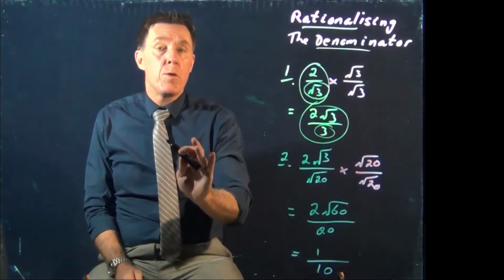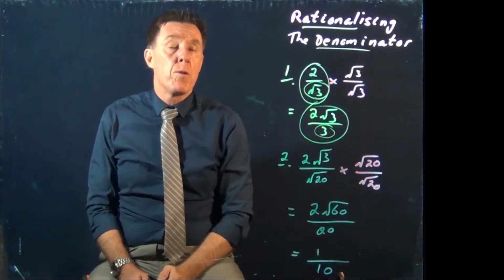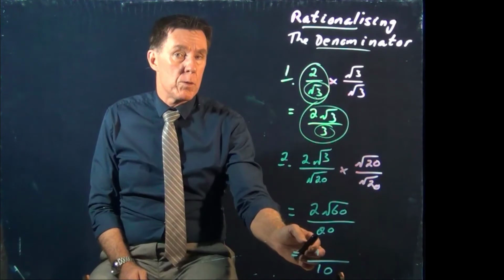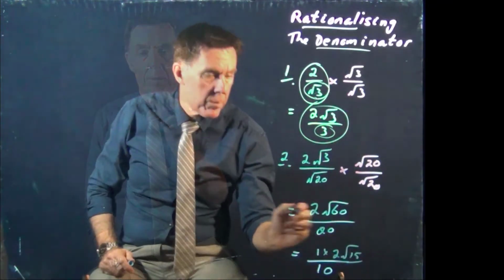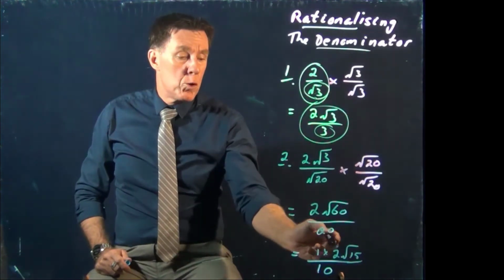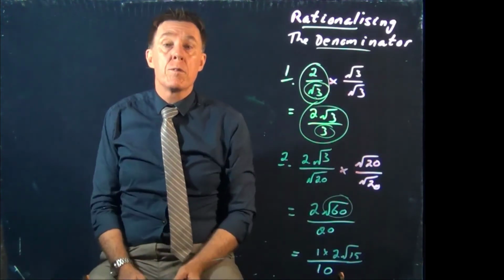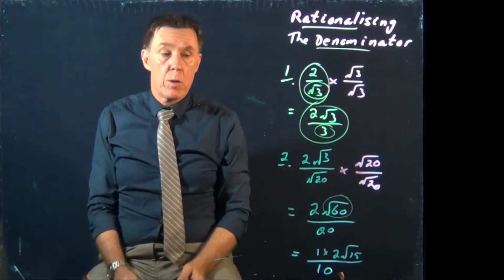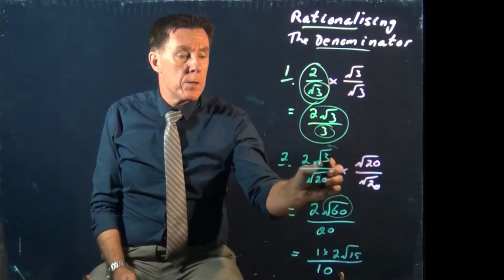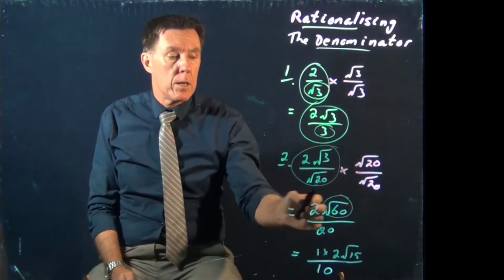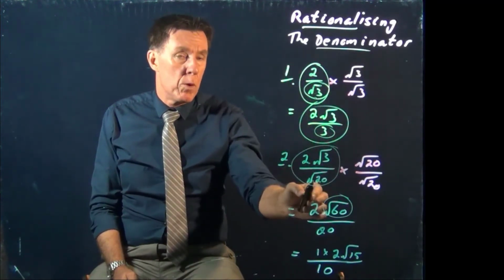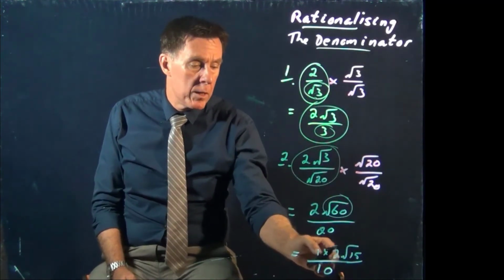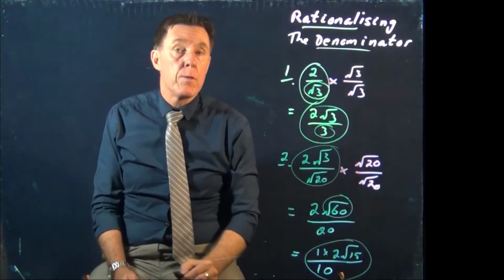Now, pause the video, have a go at simplifying the square root of 60 and see what it comes to. Have a go, and we'll see if we agree with one another. Did you get 2 root 15 as the simplification of this? If you did, very good. So, this fraction here, which is messy and ugly and has a radical on the bottom, if I'm going to rationalise that bottom number, will end up being 2 root 15 over 10.